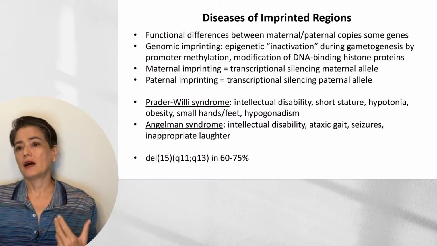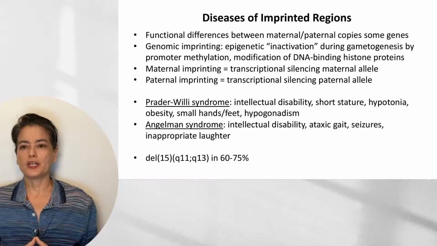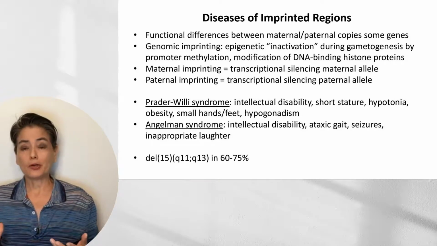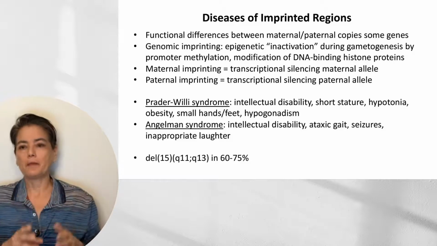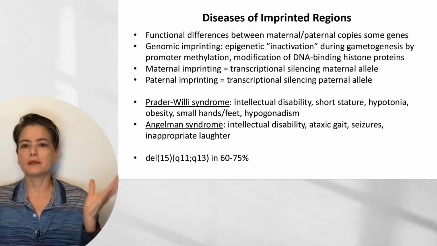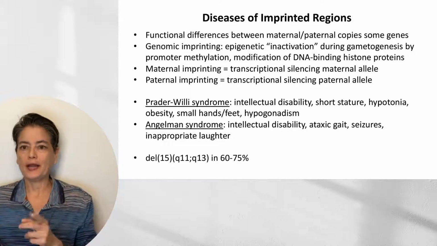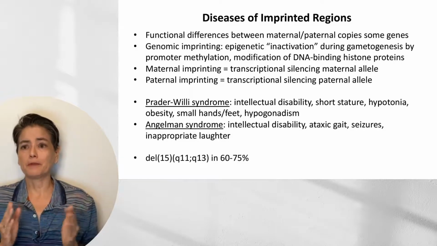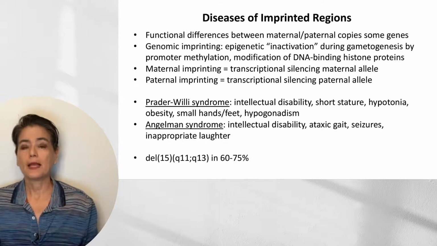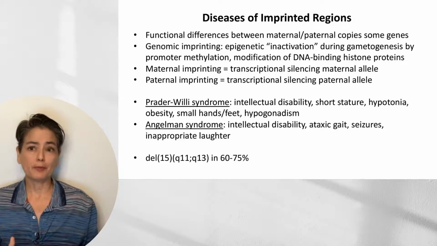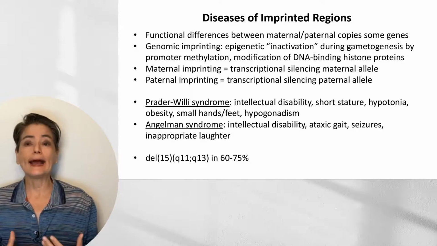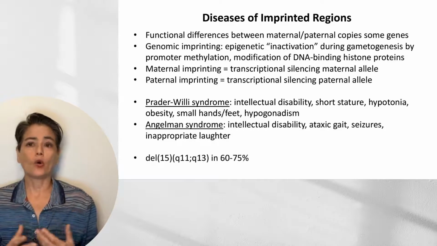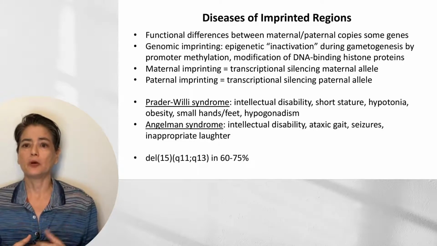So this brings us to the last of the really complicated mutation mechanisms I want to discuss, which is diseases of imprinted regions. Now, you probably learned in high school biology, you get chromosomes from your mother and chromosomes from your father, and it really doesn't matter, they're all the same. Not true. Now you're in medical school, and we know that there are functional differences between maternal and paternal copies of some genes. And this is due to a process called genomic imprinting, in which we get epigenetic inactivation during gametogenesis. And this can occur through promoter methylation or modification of DNA binding histone proteins.